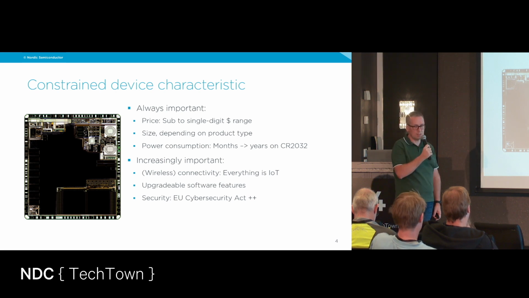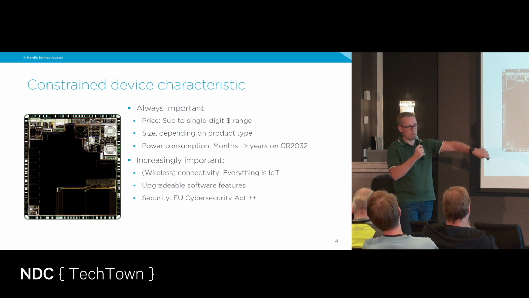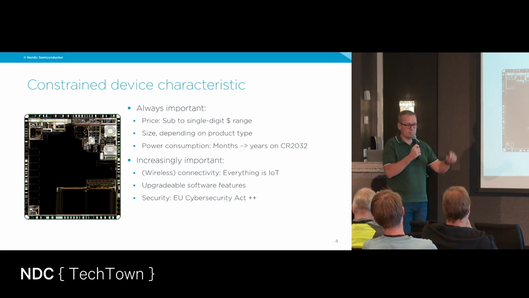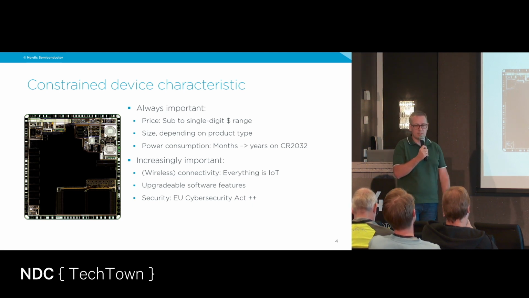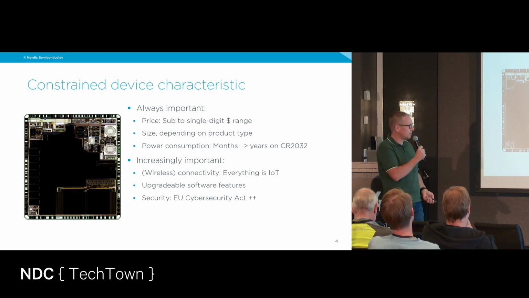But size is also important. It depends on the type of product, of course. There's one of our products in this watch, for example, and there they measure in cubic millimeters. So depending on the market, that's also important. Power consumption: some are plugged into the wall, but lots of these things run on batteries, and how many months or years you can run on a CR2032 coin cell battery is a benchmark when it comes to power consumption.